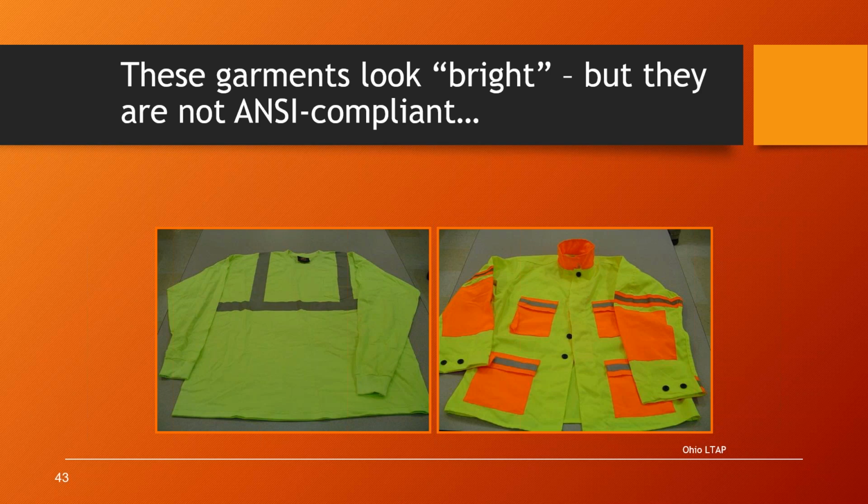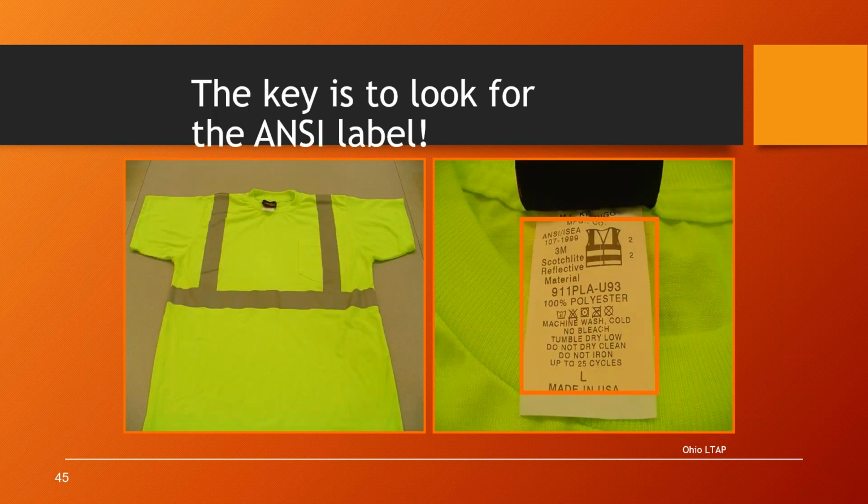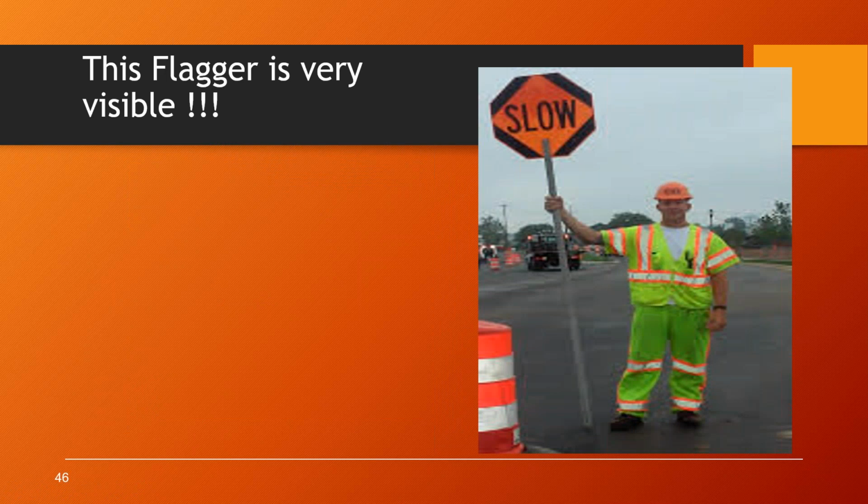So these garments, they look like they would meet the specs, but they don't. So the only way you know for sure is if it says so on the tag of your apparel. See, this one says ANSI ISEA, and over here it says 2, so that this meets the Class 2 requirements. Here's an example of a Class 3 apparel. So she's got the trousers on, so he's very visible.